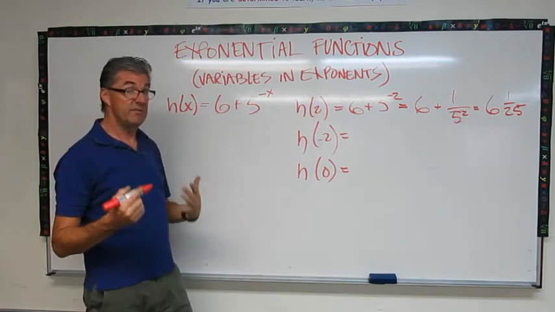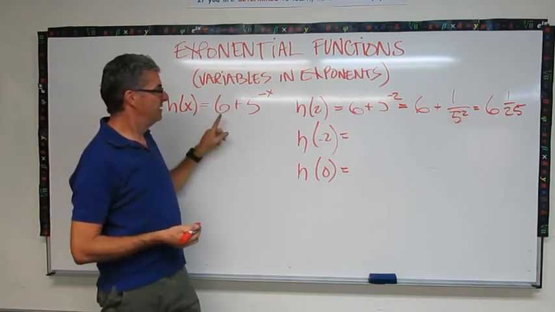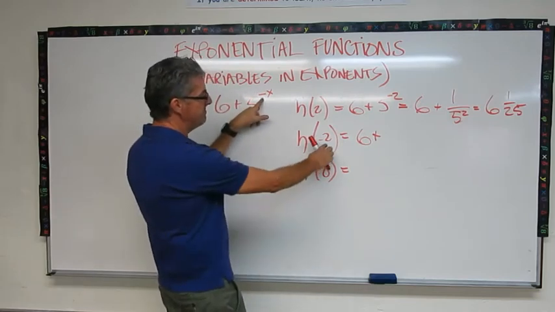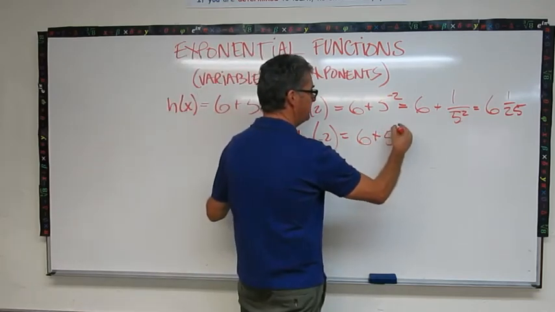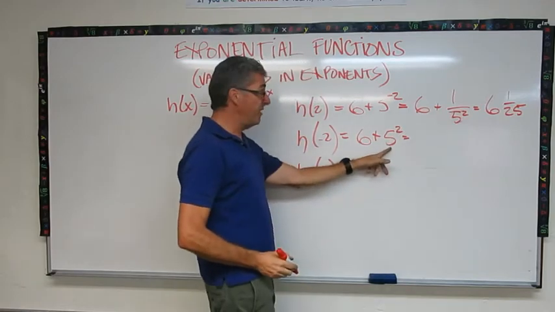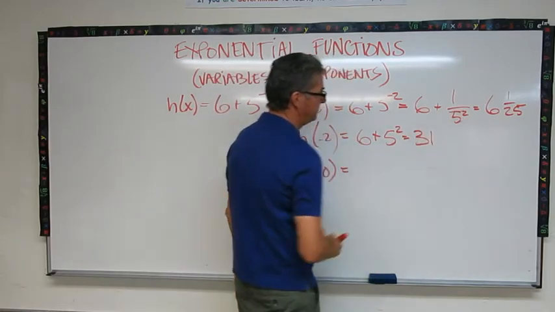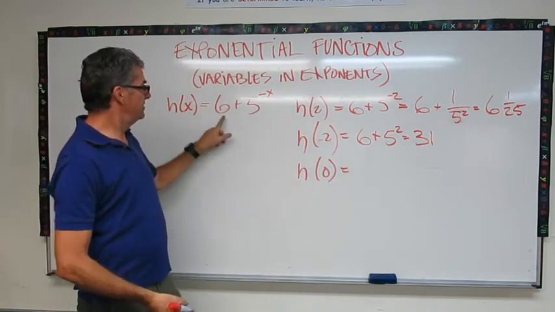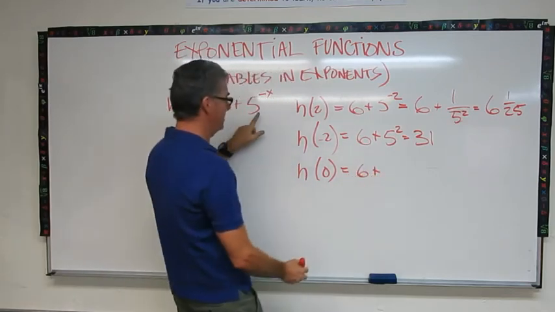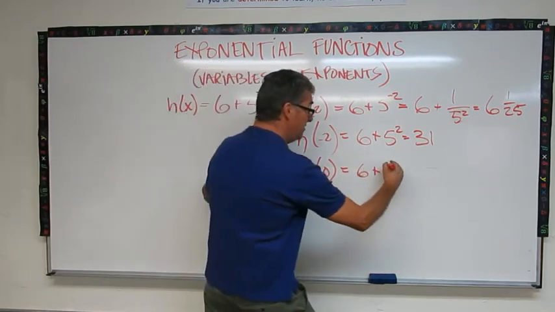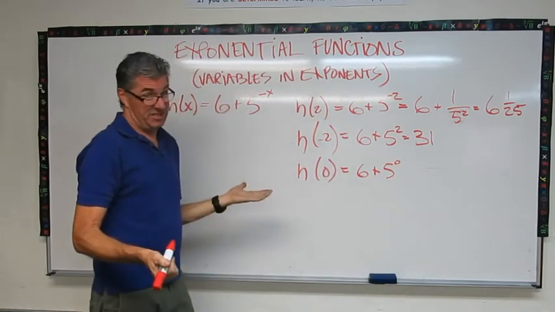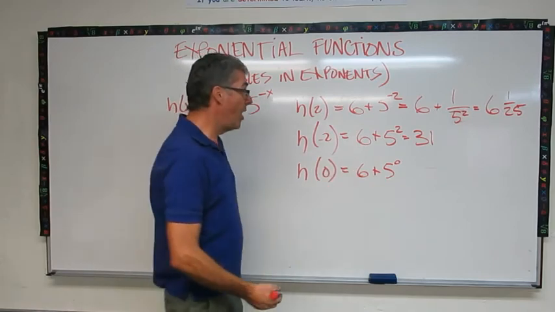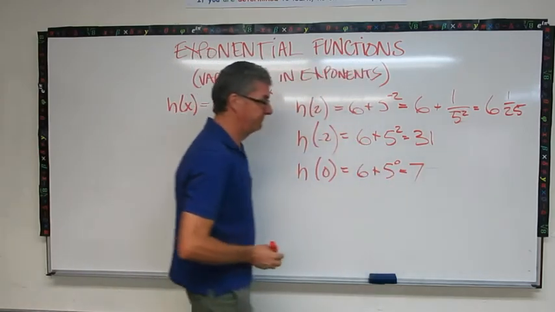By the way, pause the video, give this a shot. See if you can get it. This will be 6 plus 5 to the minus 2. So that's going to be 5 to the 2. 5 to the 2 is 25 plus 6 gives us 31. Okay? Now try this last one. See what you get. Okay. 6 plus 5 to the negative 0 is the same as 5 to the 0. Negative 0 doesn't have a meaning. So what's 5 to the 0? That's 1. So this is 7.